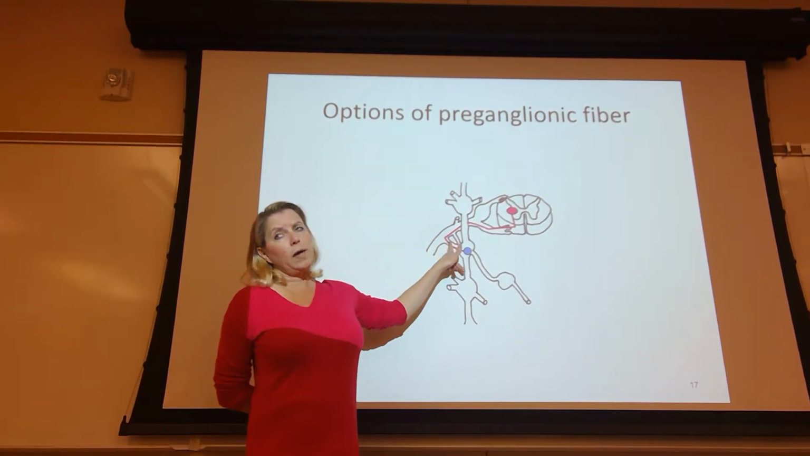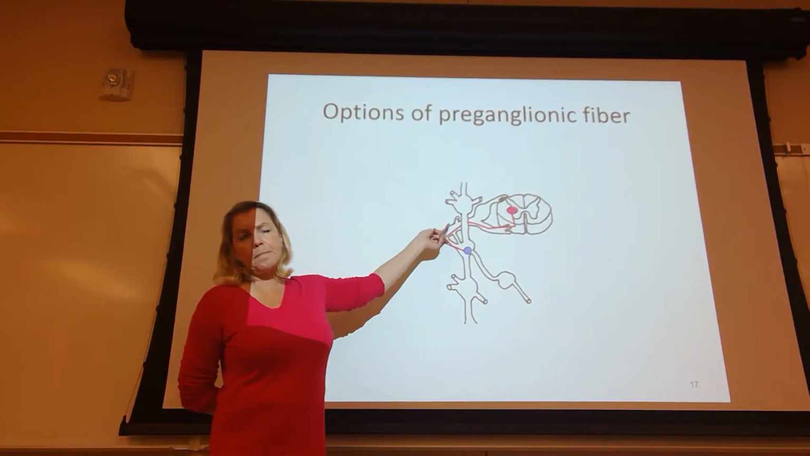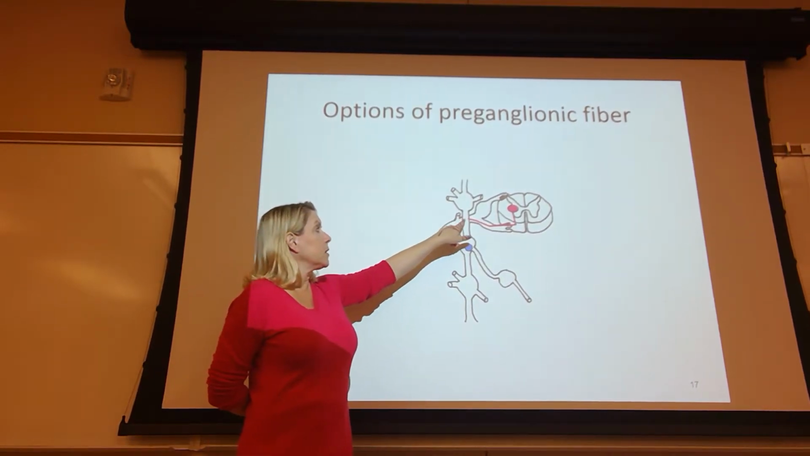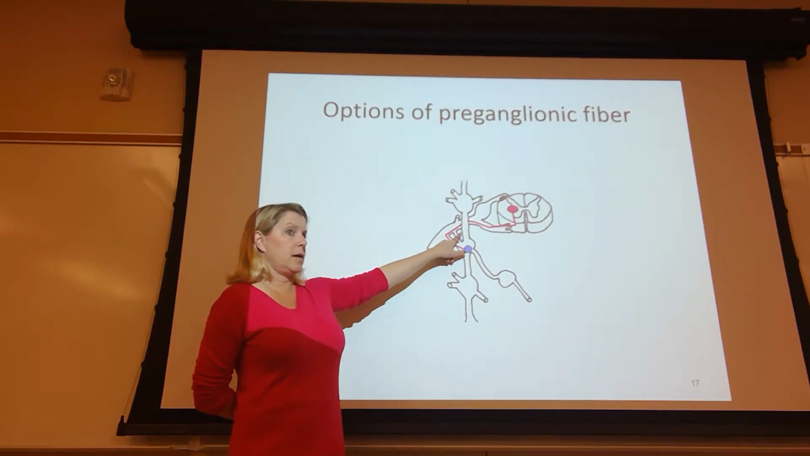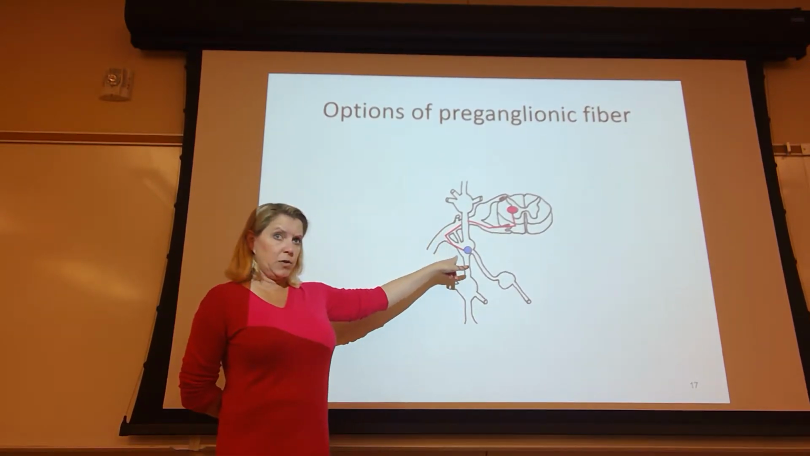When something is white versus gray, what does that mean? Myelinated. So the white, notice that the white is way over here. It's more lateral than the gray. This is the incoming door.